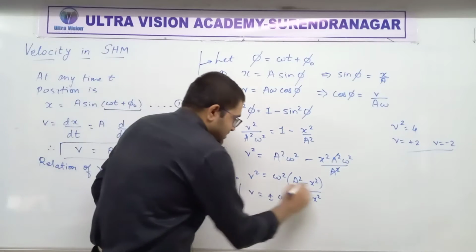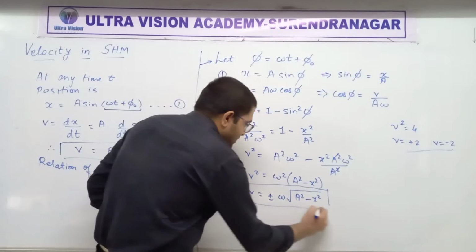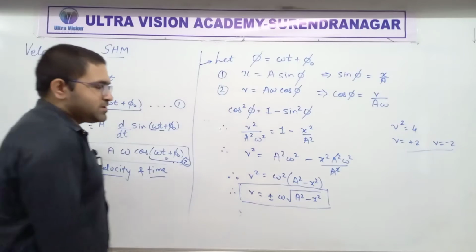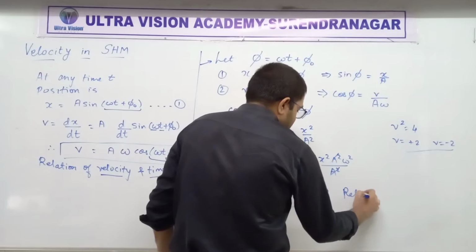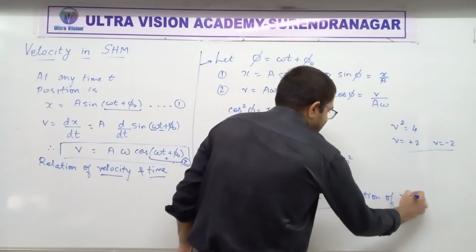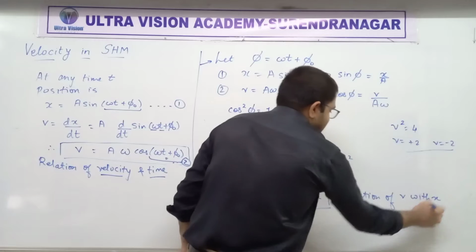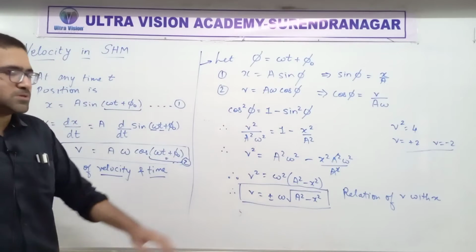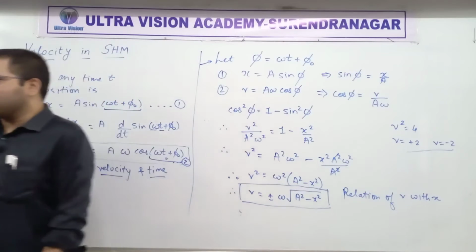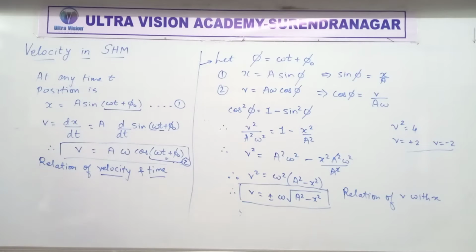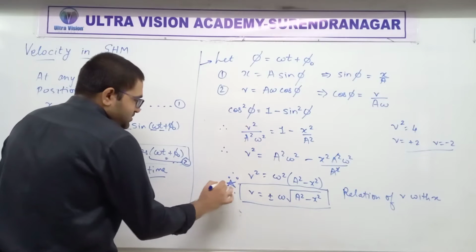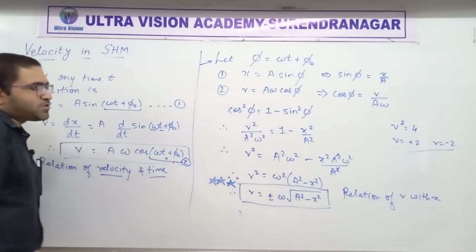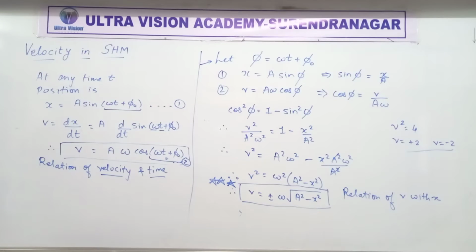So again, this is the relation of v with x, that is, velocity with position. Relation of velocity with position. Completely clear so far? I would say this is a must. You cannot afford to forget this, everybody. It's a very useful relation. You cannot afford to forget that one.